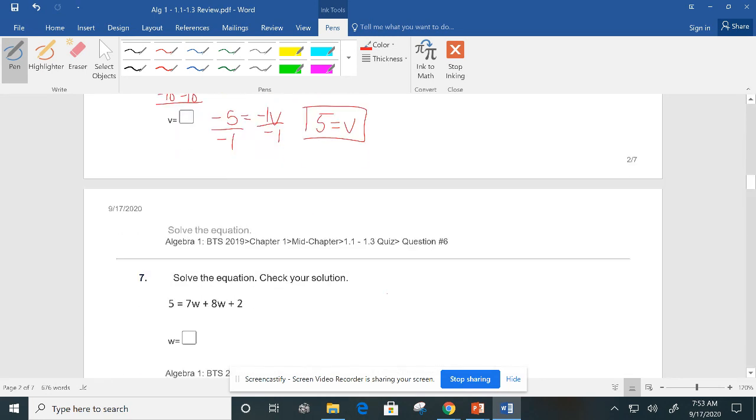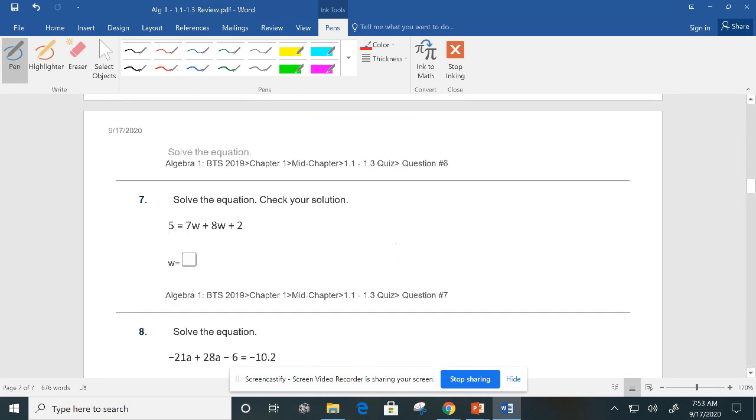Let's keep rolling, taking it up one more notch. All right. And number 7, notice this 7w and this 8w are on the same side. So here we can just combine the like terms. I know some of you are tempted to subtract the 7w from 8w. Don't do that. Just combine your like terms.